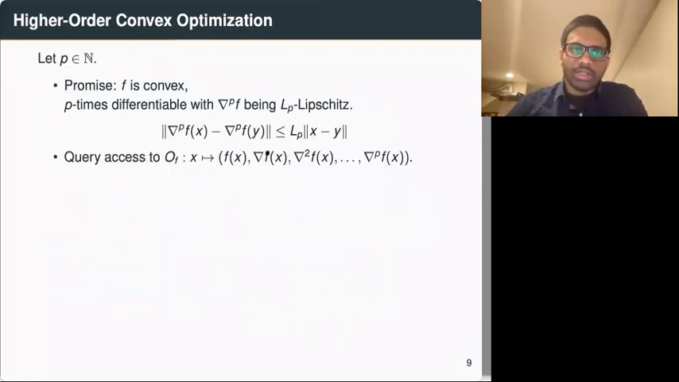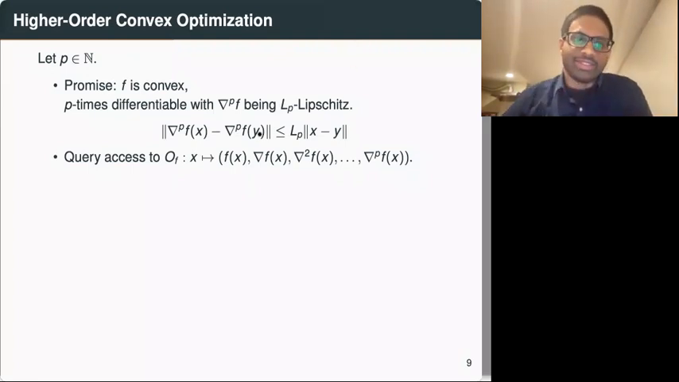So there's a related setting for every natural number p. So let's fix a natural number p, and let's talk about what that related setting is. The promise is, again, that f is convex. But now you have a higher order promise. You're told that your function is p times differentiable, and its pth derivatives are Lipschitz. So that means that if you have x and y that are close together, then the pth derivative of f at x and at y are also close together. And it's standard to use the constant L_p, although it might be confusing, I've been informed.